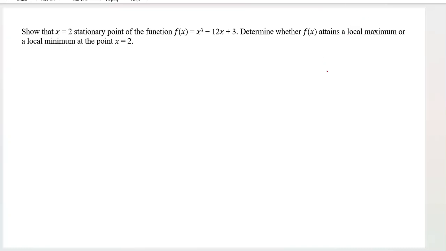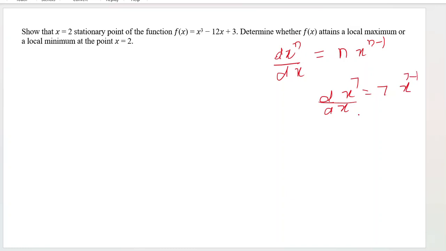We solve the third part. To solve this third part, we need some idea of derivatives, and the derivative we need is the derivative of x raised to n, which is n x raised to n minus 1. Suppose we are finding the derivative of x raised to 7. The answer will be 7 x raised to 7 minus 1, which is 7 x raised to 6. So this is something which we need to know.